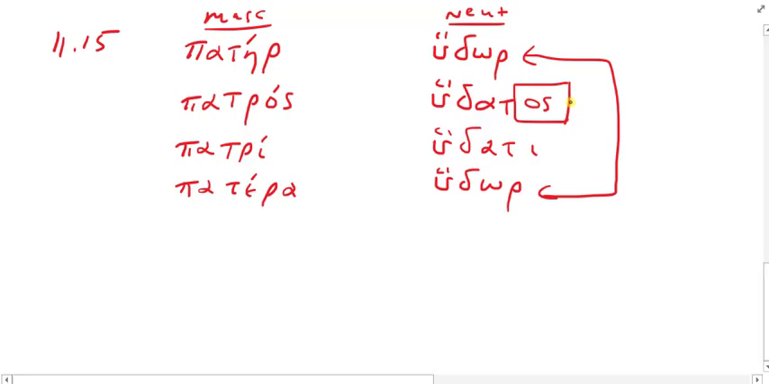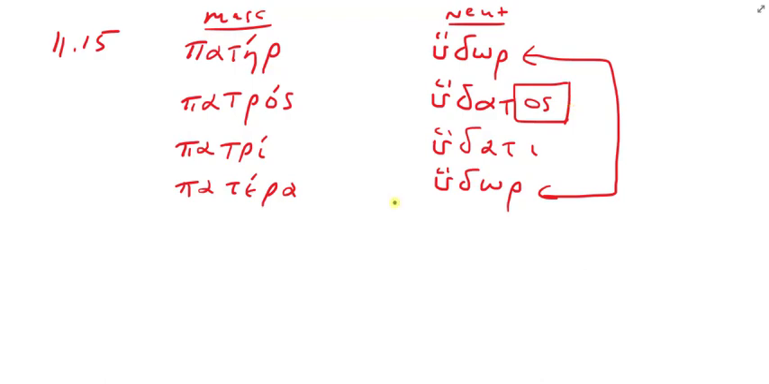Okay, and then hudor, everybody. Hudor? Hudatos. So this is water, of water. Hudati? To water. Do in or with? Okay, so maybe in water. And hudor, water. And then the plural forms. Hudata, waters. Hudaton, of waters. Hudasi, to, in, or with waters. And hudata is the waters.